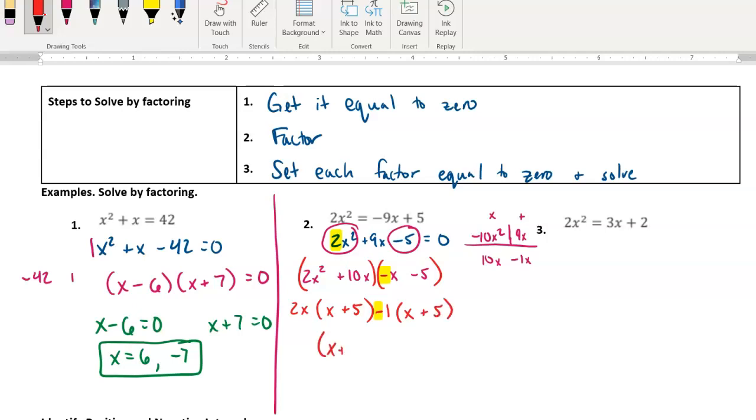So now what we have in parentheses is the same, x plus 5. What's outside of the parentheses, 2x minus 1, is our other factor. So we would have these equal to 0. So now we're going to set each of these factors equal to 0 and solve them.